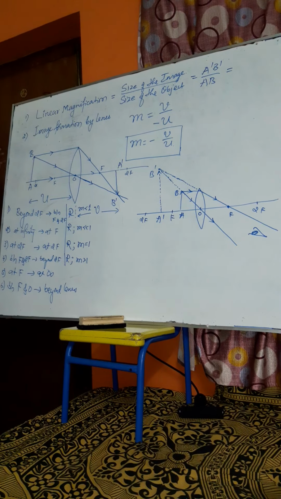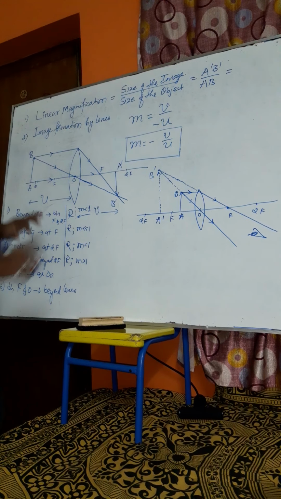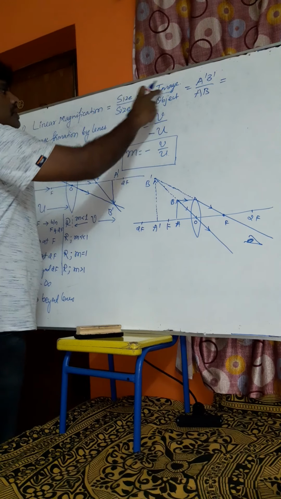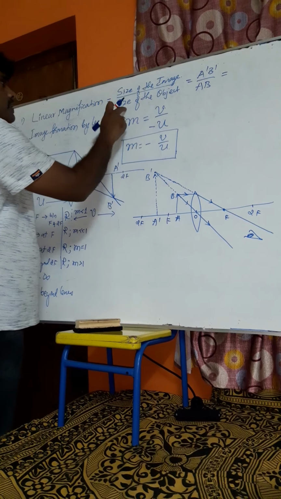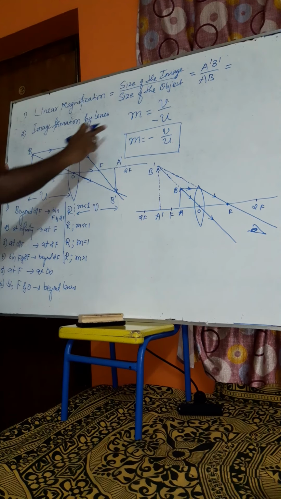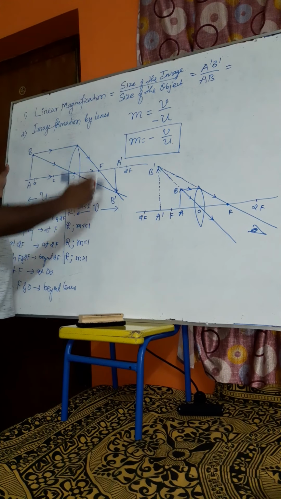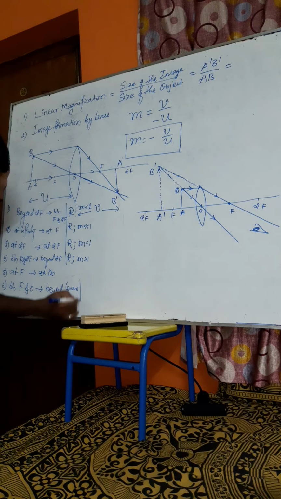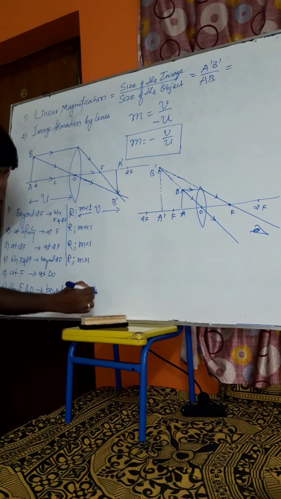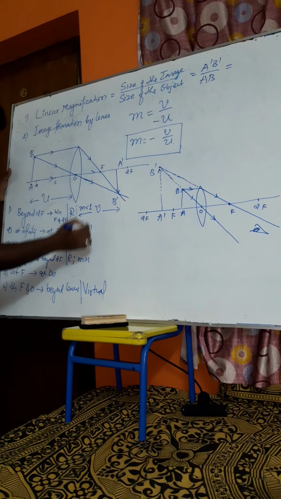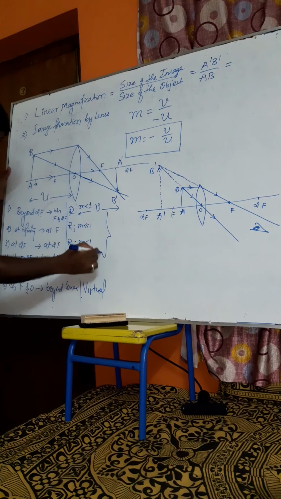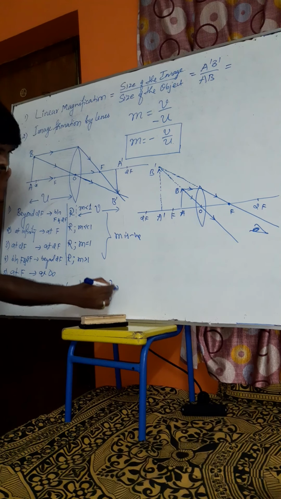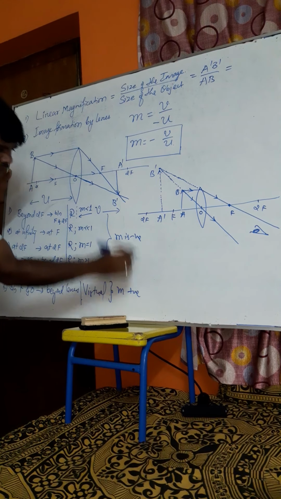Finally, I want to conclude whatever I explained here. The first one is linear magnification. It is defined as the size of the image to the size of the object. It is a unitless number. This number decides whether it is a real or virtual image. Here, what type of image is formed? It is virtual. For all real images, the value of m is negative. For a virtual image, the value of m is positive.